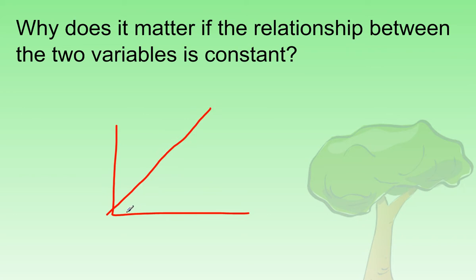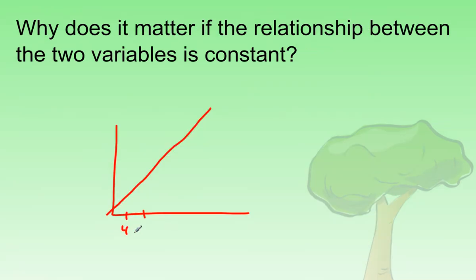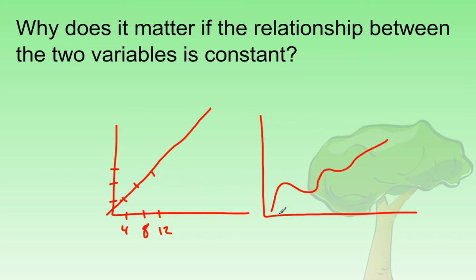Every time you go, say, what was this last problem? That's right, kicks and feet down. Every time you go 4 more kicks, you go up 20 feet. Every time, 4 more kicks, up another 20 feet. It's always going to be the same. If the relationship was not constant, the diver is kind of going like this and like this, well then we wouldn't be able to tell exactly how far they've gone after so many kicks.